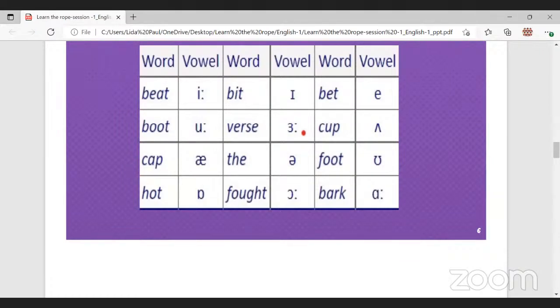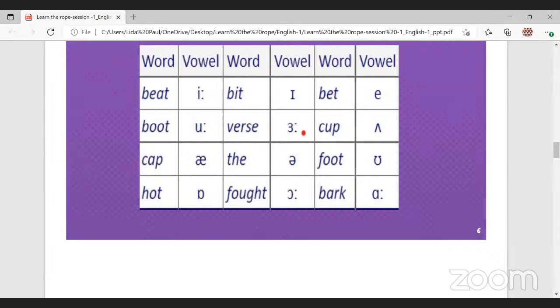Okay, the first line. The second one, boot. Now, the vowel in the word boot is a long one. Okay, what would be the short one? We don't have the short one indicated here. An example would be book. Okay, book.